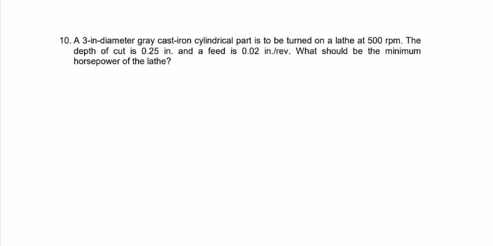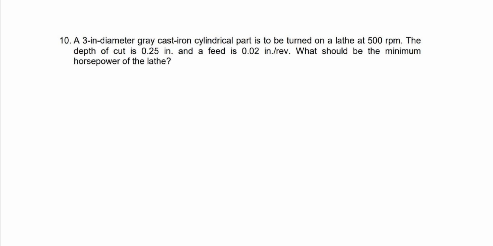Continuing with homework 5, let's proceed to problem number 10. The statement for problem number 10 reads as follows. A 3-inch diameter gray cast iron cylindrical part is to be turned on a lathe at 500 RPM. The depth of cut is 0.25 inch and the feed is 0.02 inch per revolution. What should be the minimum horsepower of the lathe?